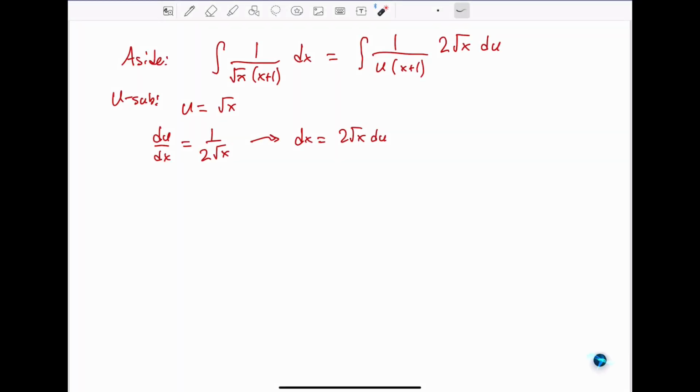Hey Siri, can you solve this integral for me?